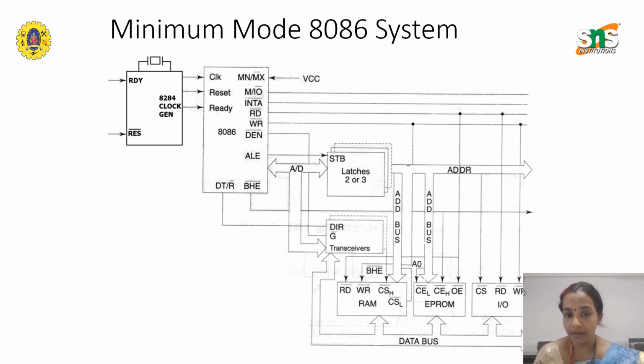When RD bar is 1, then it's like a writing signal. When it is 0, then it is a reading signal. So BHE, arithmetic logical operations will be performed by means of ALE, latches for storing the temporary data, random access memory. We have EEPROM, electrically programmable read-only memory. Input output device, we have VCC, which is nothing but the power supply.